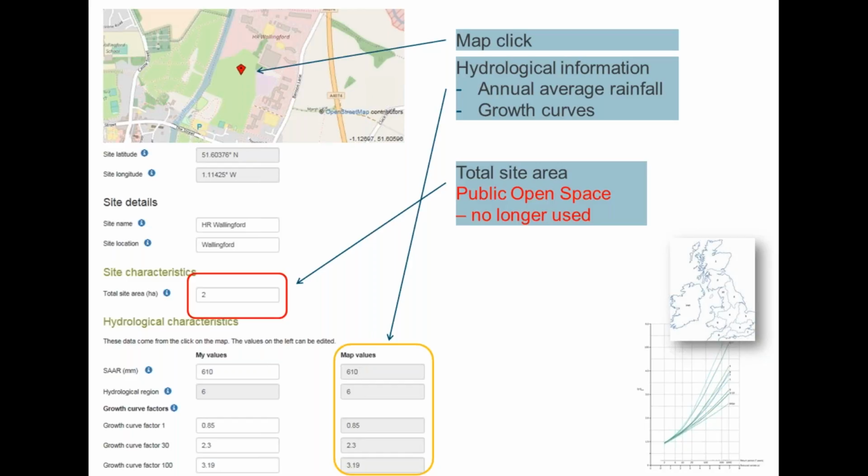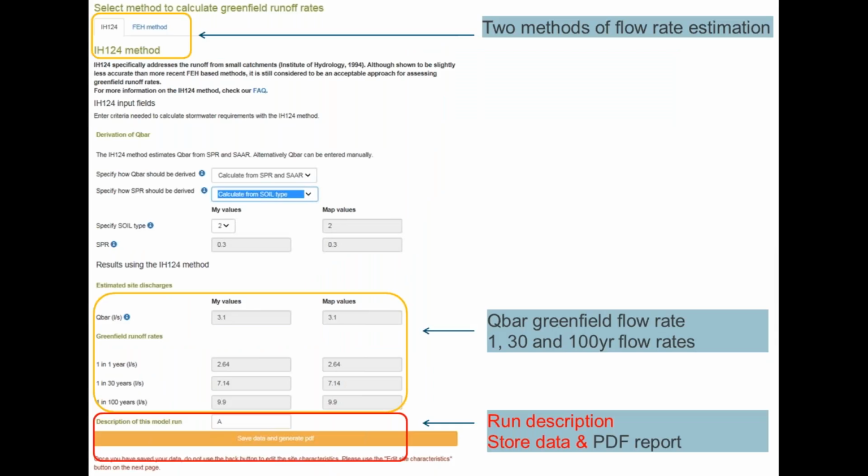Previously, there was a public open space entry, but this is no longer used, though it continues to be used in the storage volume method. As before, the greenfield flow rates can be estimated using one of two methods, the IH124 or the FEH method. The flow rates are reported in terms of Qbar and the 1, 30 and 100-year return periods.